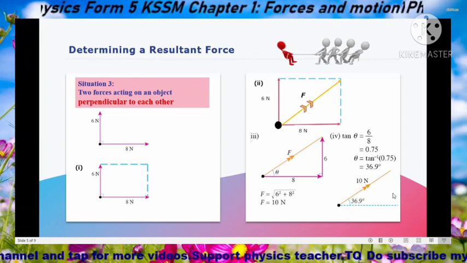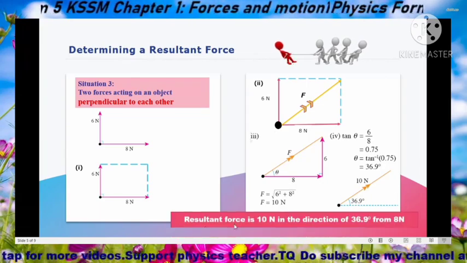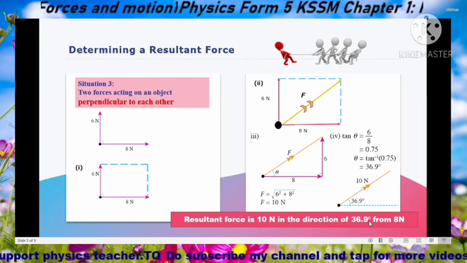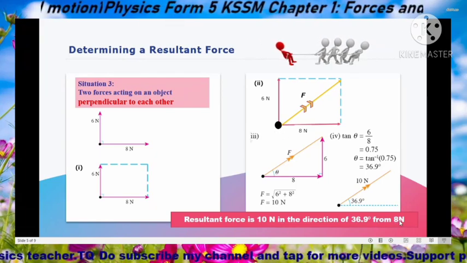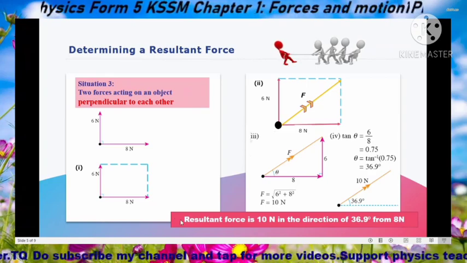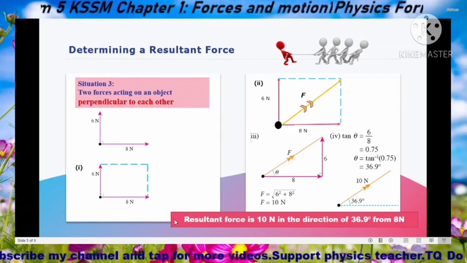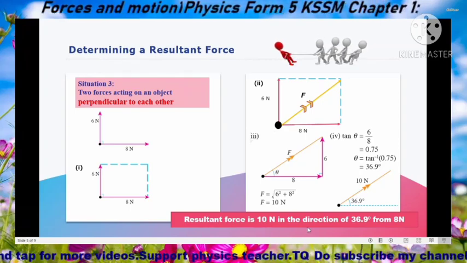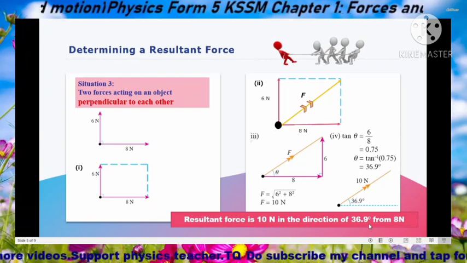So you can write again, resultant force is 10 Newton in the direction of 36.9 degrees from 8 Newton. So this is the complete way to write resultant force, because resultant force is a vector quantity. There must be magnitude and direction.